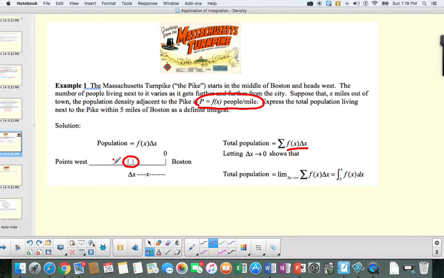We're going to add up all the other little portions and sum them all up, and allow our little change to go to zero, not to infinity. And then we're going to set up our integral. Now it's going from 0 to 5 because we're going within 5 miles of Boston.